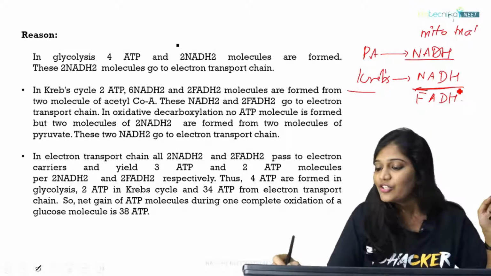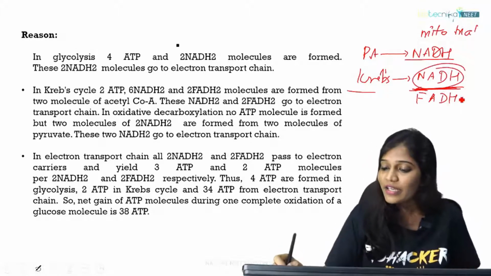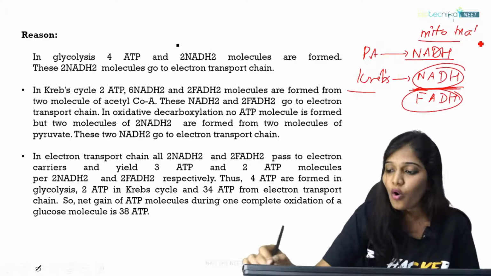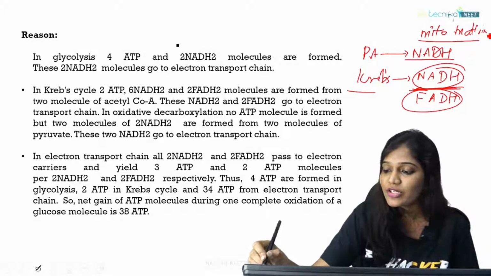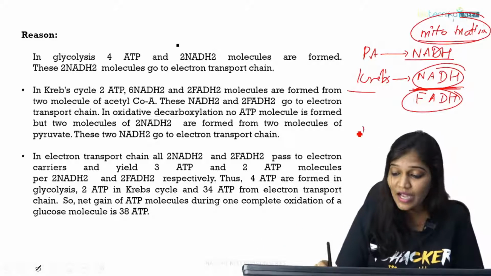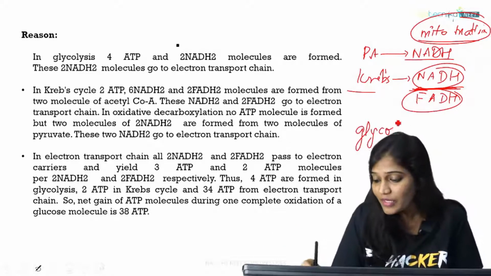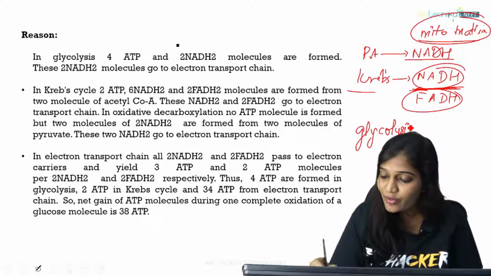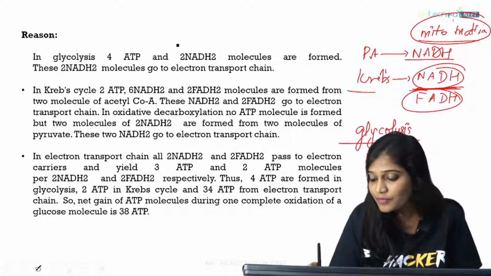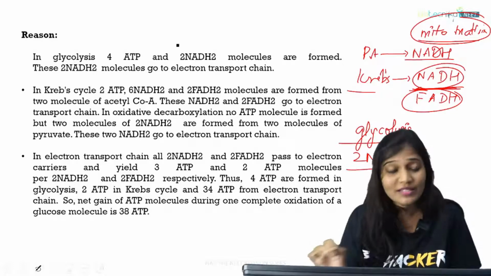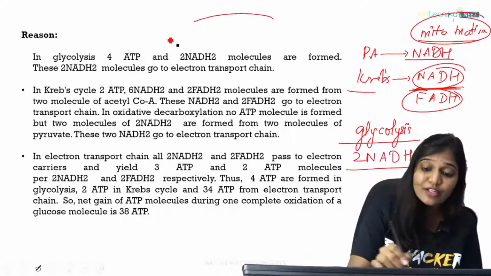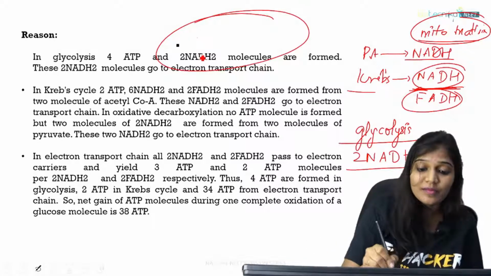Krebs cycle is going to have one NADH, another FADH2. Now all of them are present in the mitochondrial matrix. But I told you, glycolysis is going to have NADH produced, two NADH. But listen carefully, they are in the cytoplasm.